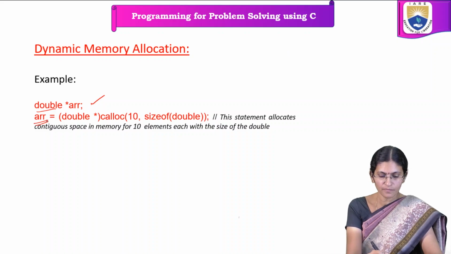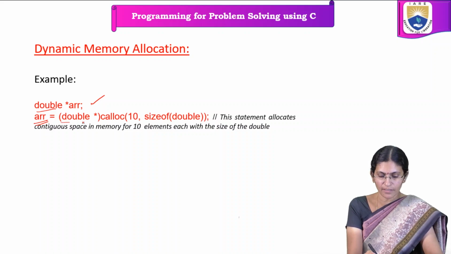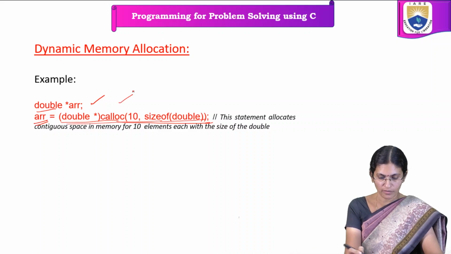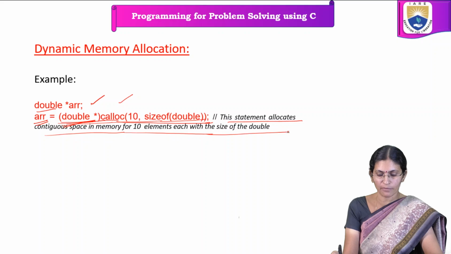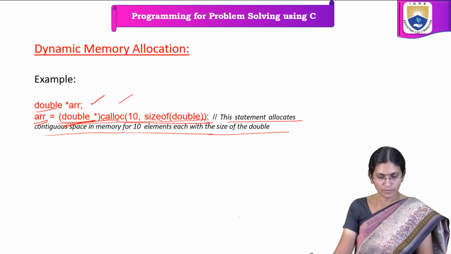So here this will store the pointer. It is assigned the base address of the memory which has been allocated by the calloc function. It returns a void pointer, so in order to point to a specific data type, such as the double data type, we need to typecast it. That's why we have written double star here. This statement allocates contiguous space in memory for 10 elements, each with the size of a double. So that is what this statement means.